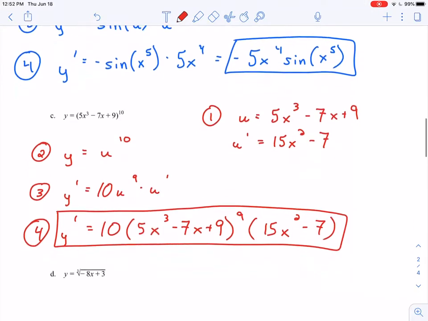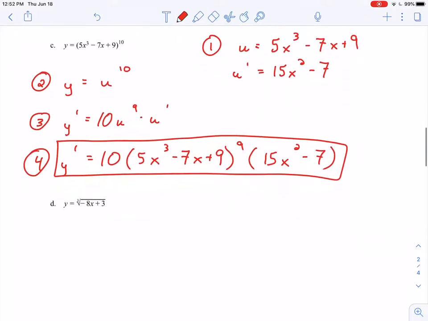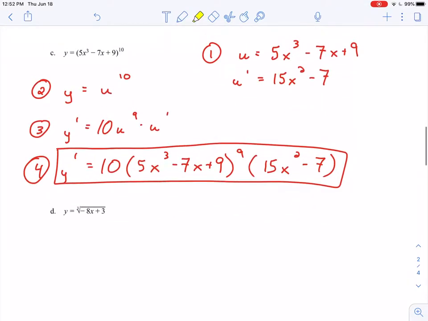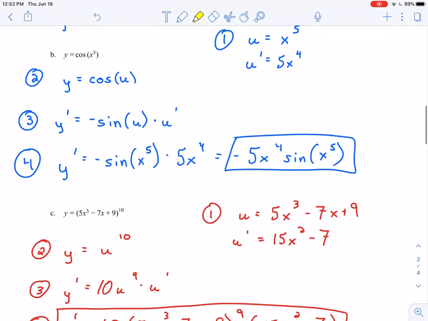Every single time you can continue to use this four-step process, or if you look at what's happening every time, we take the derivative of that outside part. So go back and look at part B for a moment. The derivative of cosine is negative sine. Inside part, x to the 5th, stays exactly the same. We just multiply then by the derivative of that inside part, the derivative of x to the 5th, and that's how we come up with 5x to the 4th. And that's going to work.